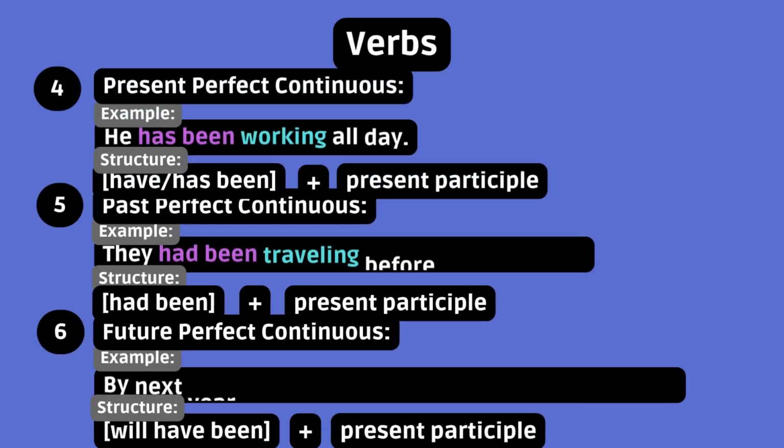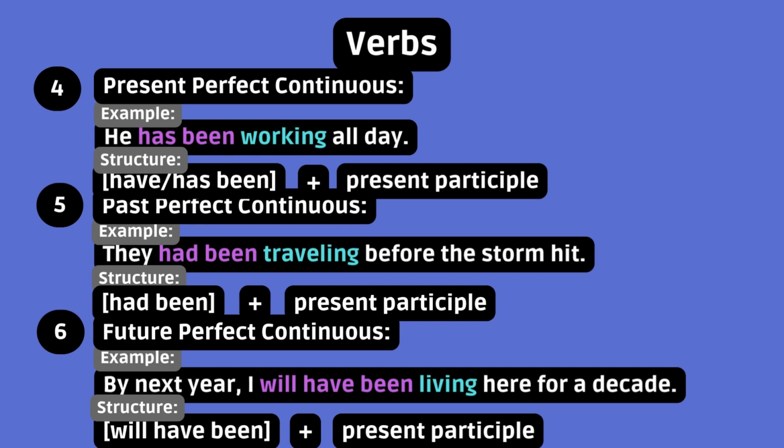In perfect continuous tenses, the auxiliary is to have plus been. To have is in the present simple, past simple, or future simple, but been is constant. These tenses are used to describe actions that were, have been, or will be ongoing for a certain period of time and are linked to another point in time.